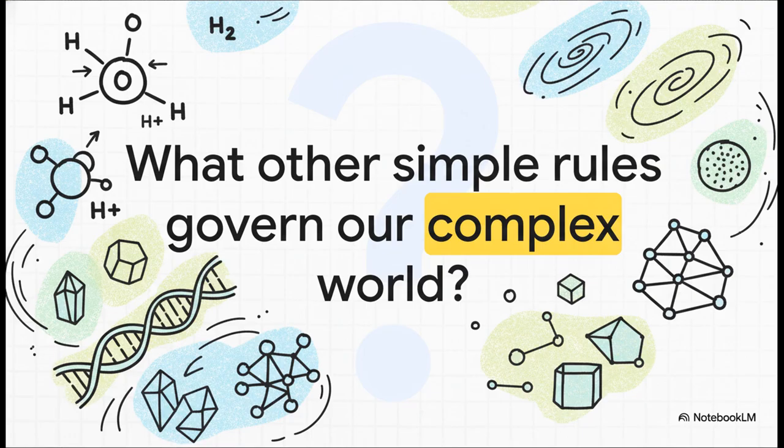And that leaves us with one final thought. We just saw how a super simple rule, a molecule being able to both donate and accept a proton, gives rise to this immense complexity that enables life. It really makes you wonder, what other simple, elegant rules like that are out there, just quietly governing the incredibly complex world all around us?